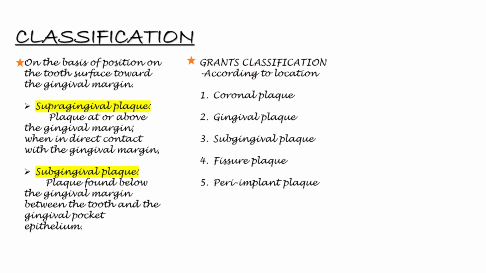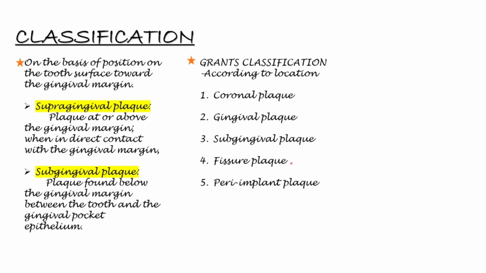The second classification is the Grant's classification. The first classification is taken from Carranza. The Grant's classification is based on location. Coronal plaque. The plaque that is coronal to gingival margin. Gingival plaque. It is on the external surface of oral epithelium and attached gingiva. What is subgingival plaque? It is below gingival margin and near to junctional epithelium.